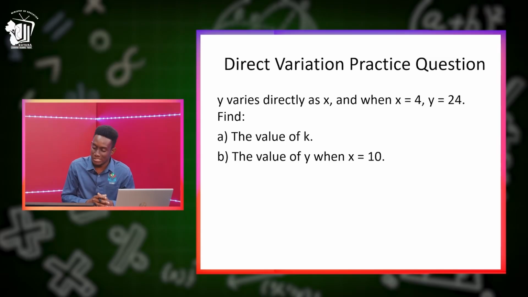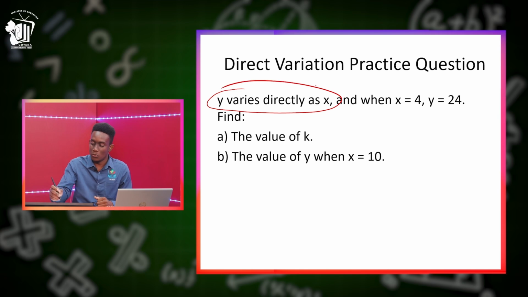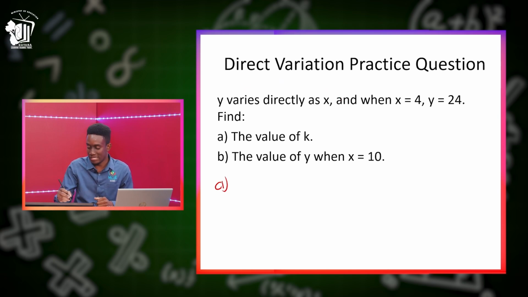The example says, y varies directly as x. Now when x is equal to 4, y is equal to 24. They want you to find the value of k. So first thing, we need to represent this as an equation. Y varies directly as x. So to answer A, we'll write that, as we saw in the previous slide, as y is equal to kx.